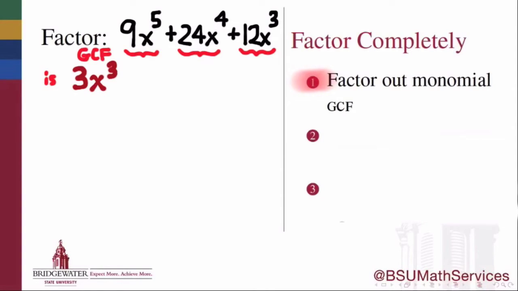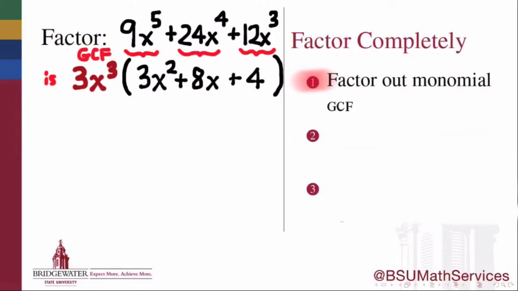Do the three terms have a greatest common factor in common that can be factored out? In this example, looking at the terms 9x^5, 24x^4, and 12x^3, shows that there is a greatest common factor, namely 3x^3. We can factor out 3x^3 and be left with the leftovers 3x^2 + 8x + 4.